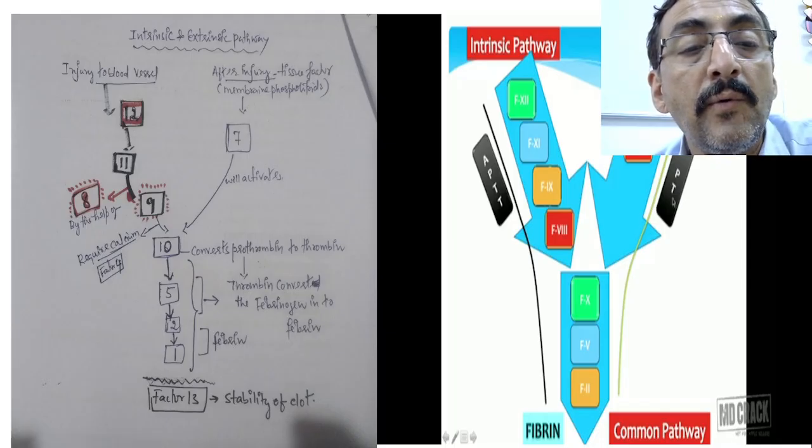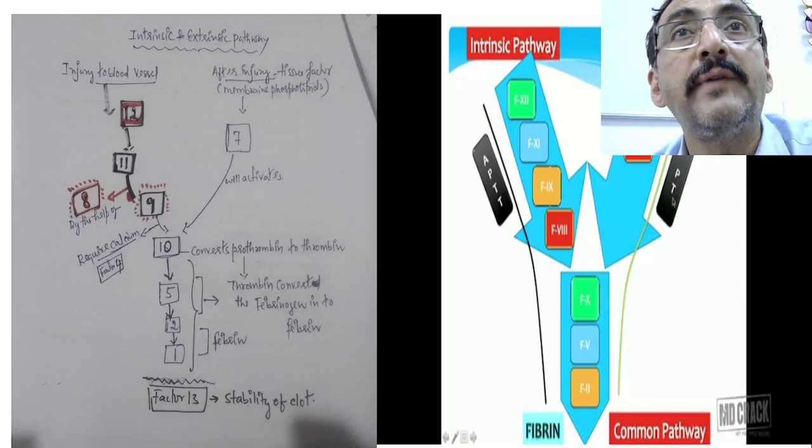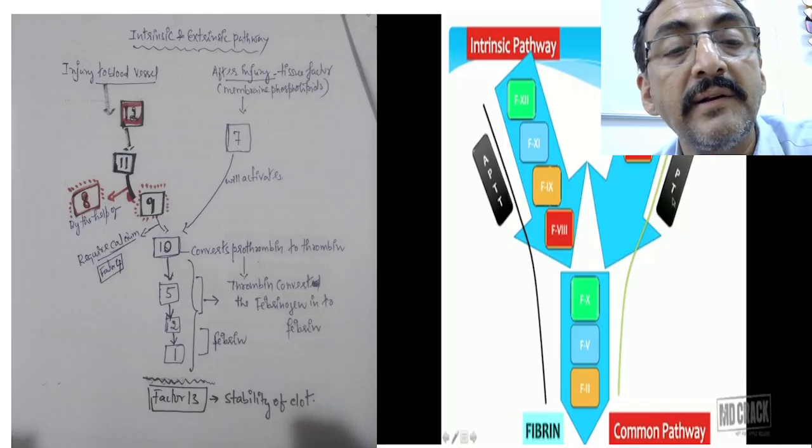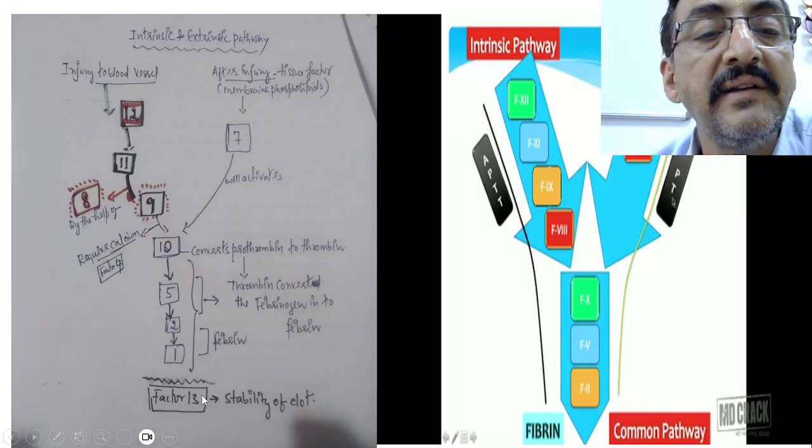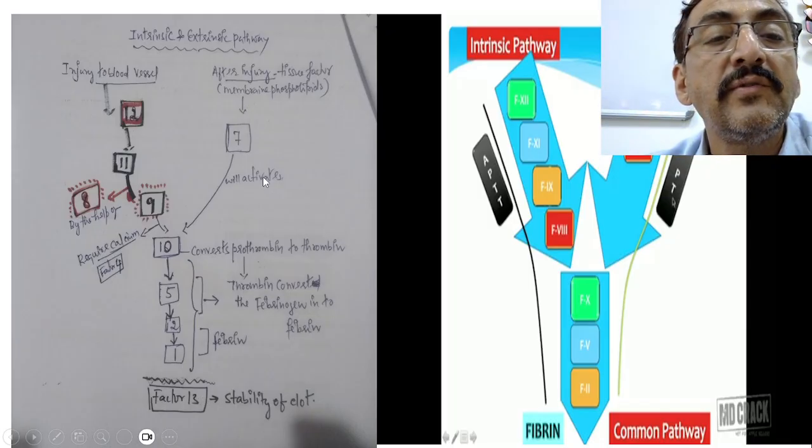Okay, so once the fibrin is formed, it needs to get further stabilized. For that we have factor number 13. So factor number 13 is a stabilizing factor. This is how the whole process takes place.